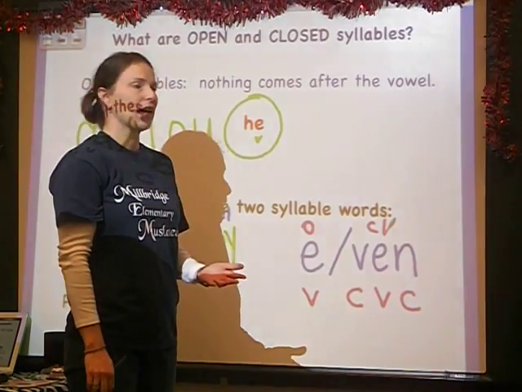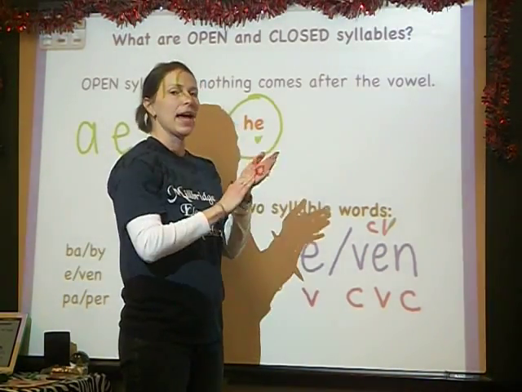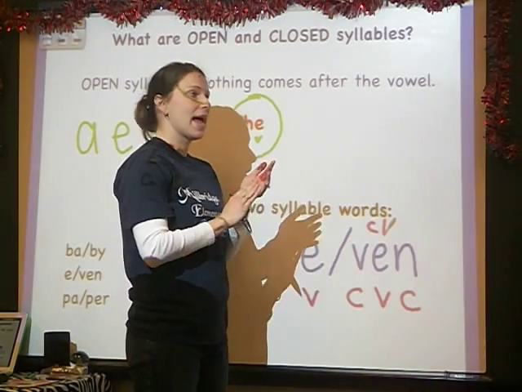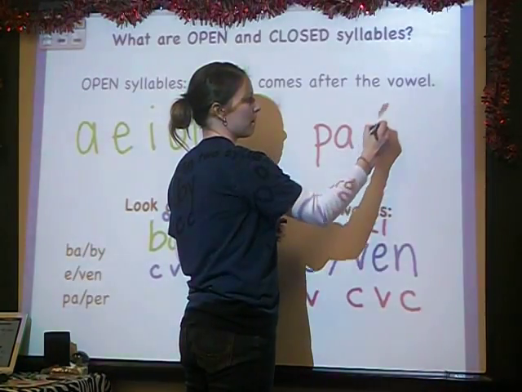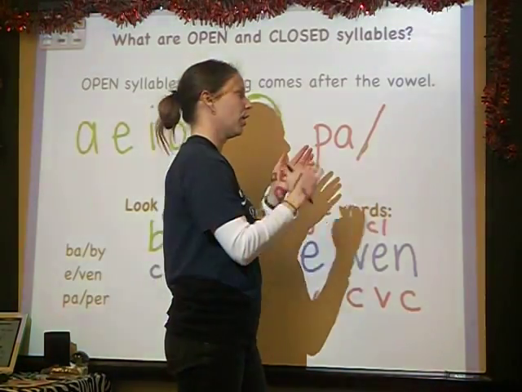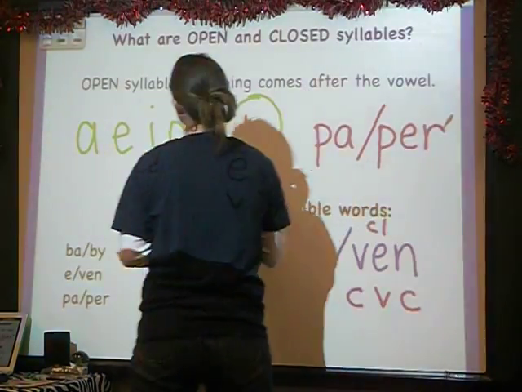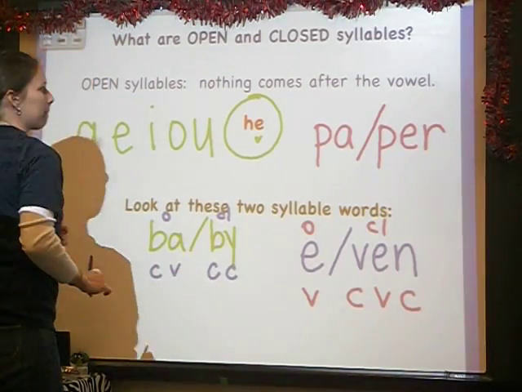And the last word that I can show you is paper. And I'm going to clap it out. Paper. When I write that, the first syllable was pay, P-A, / per, P-E-R. Let's take a look at decoding it and breaking it down.